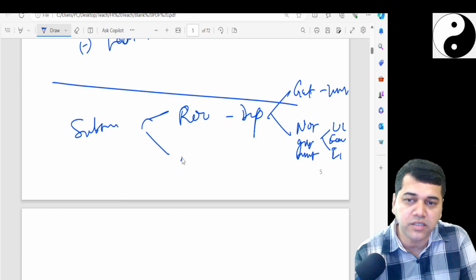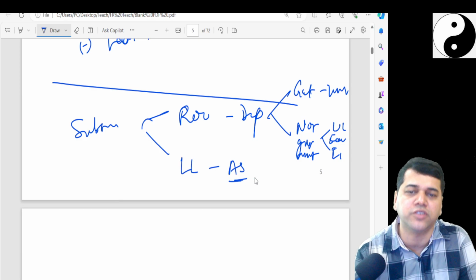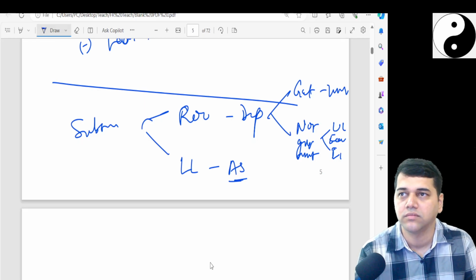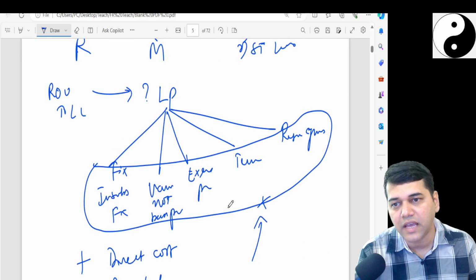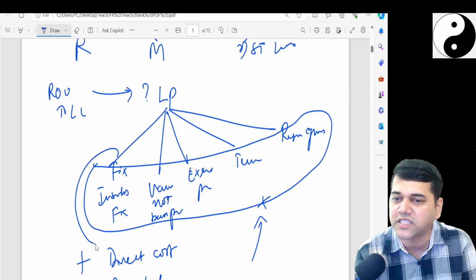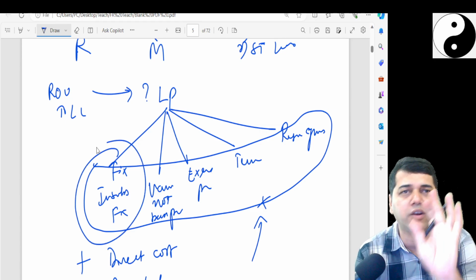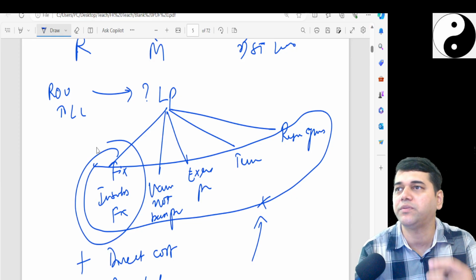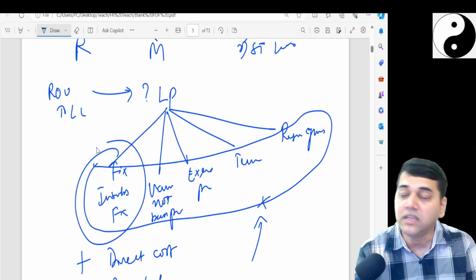How do you measure the lease liability? Simple, amortization schedule. See, if I have got fixed payments only, my lease is a very simple contract: for the next 5 years I have to pay 1 lakh rupees every year, finish. Then the remeasurement question doesn't come into the picture.